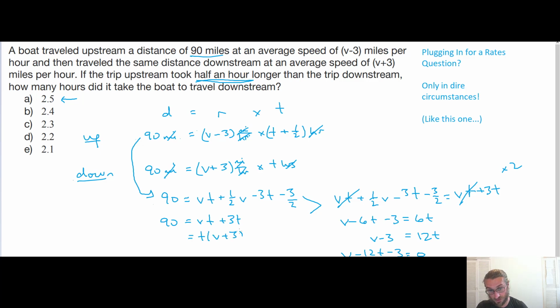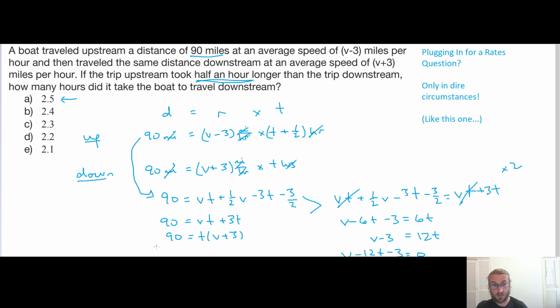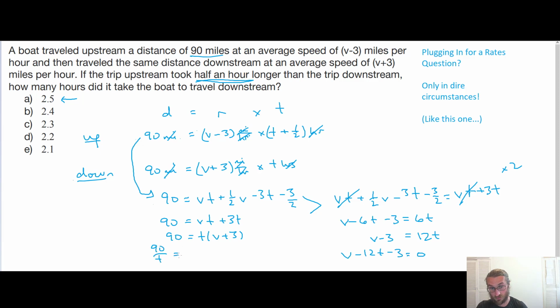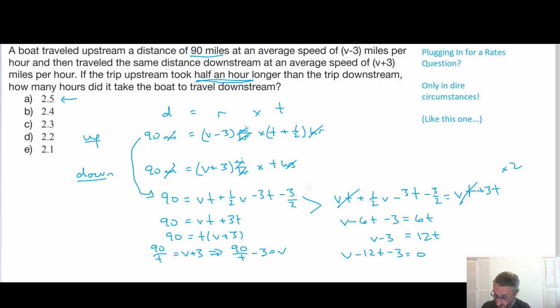That's v plus 3 is 90. And then we'll get 90 over t is equal to v plus 3. And lo and behold, we get 90 over t minus 3 is equal to v. At this point, what we're going to look at is just figuring out how we can plug all of this stuff into all of this stuff.